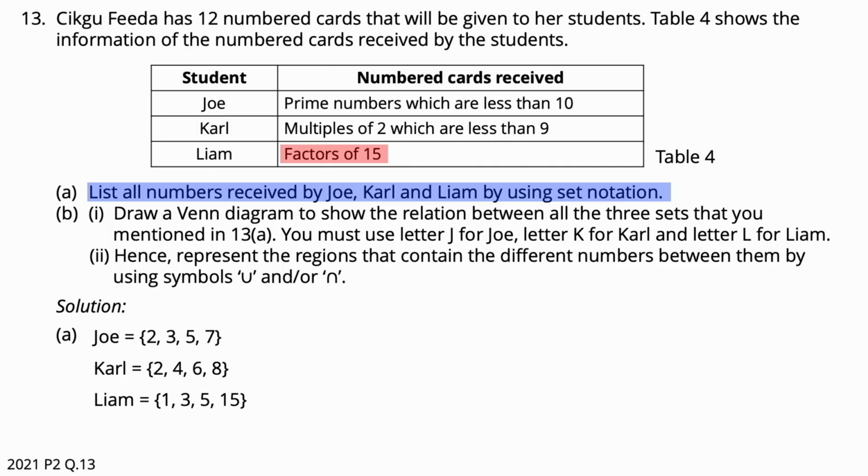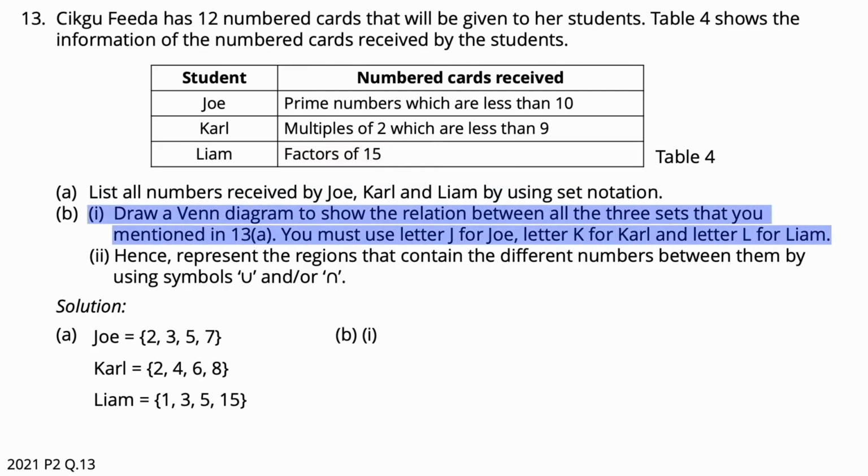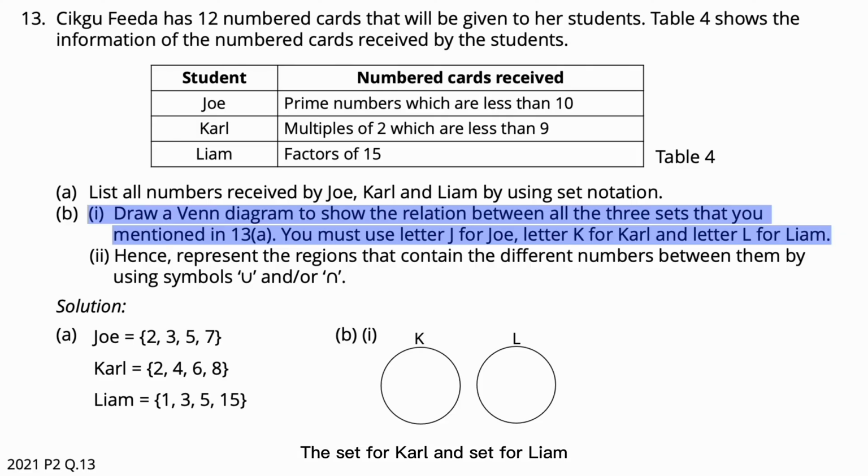Question 13b. Draw a Venn diagram to show the relation between all the 3 sets. Carl and Liam have no common element between them. They are disjoint sets, the set for Carl and the set for Liam. Set Joey intersects with Carl and Liam. 2 is the common element for Carl and Joey. The common elements for Joey and Liam are 3 and 5.